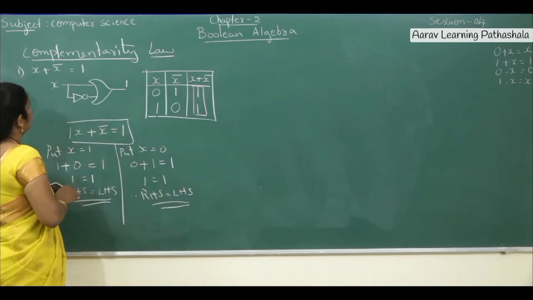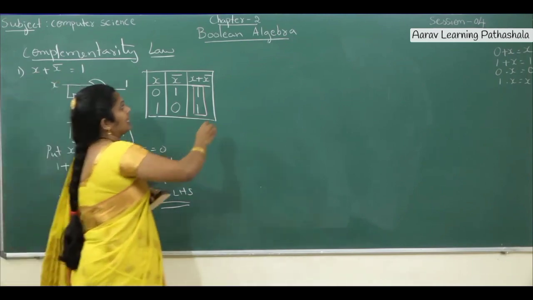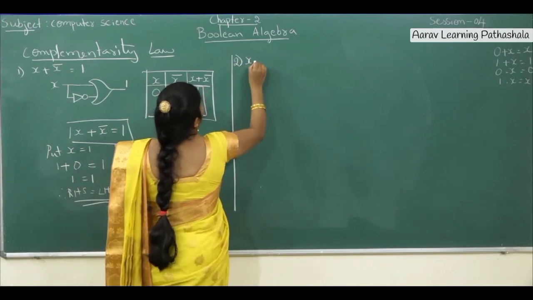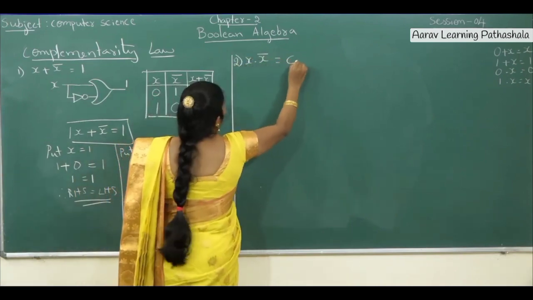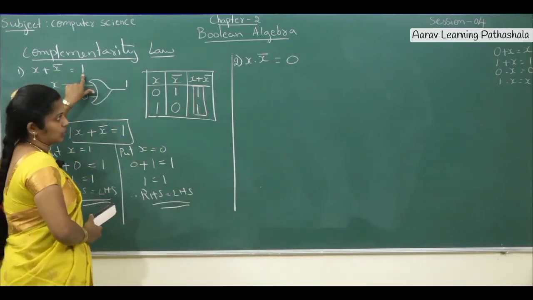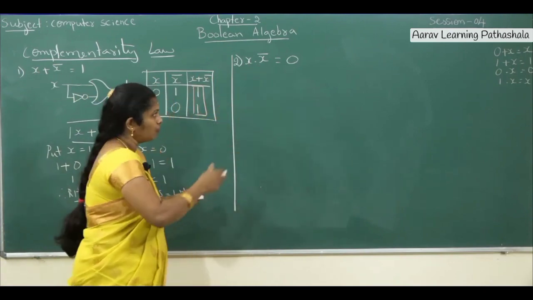The first complementarity law states that x plus x bar equals 1. What exactly does the second complementarity law state? That is x into x bar equals 0. The first law states x plus x bar equals 1, whereas the second law states x into x bar equals 0. Now we will prove that.